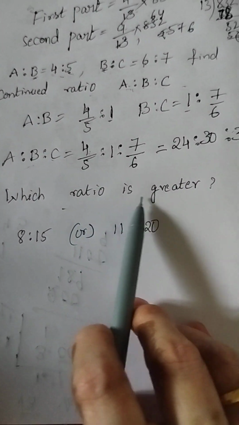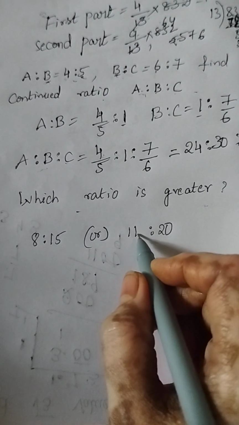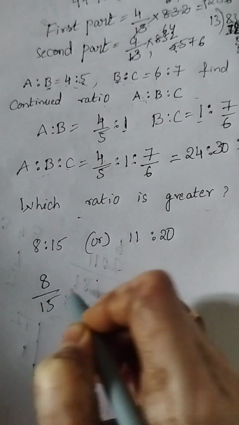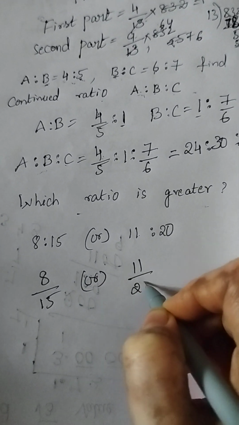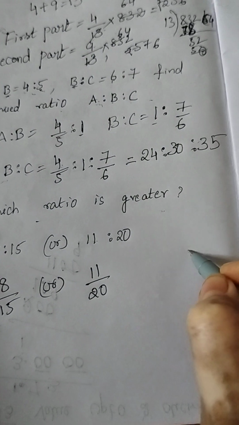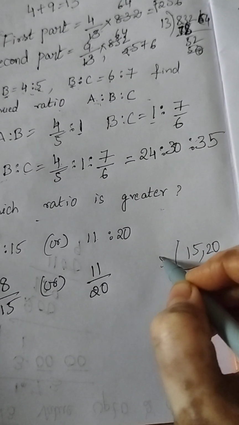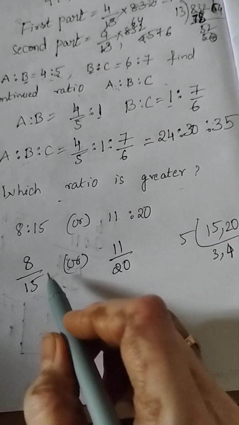Next, which ratio is greater? 8 by 15 or 11 by 20. So first you write in fraction form. For the denominator you should take the LCM. So for 15 and 20 you take the LCM here. 5 threes are 15, 5 fours are 20. So the LCM is 60.